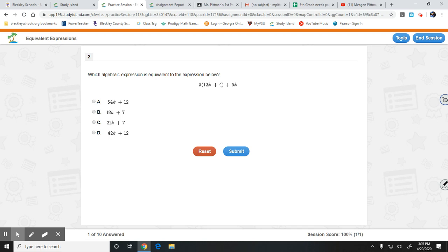All right, we're going to try to find an equivalent expression here. So the first thing we see is parentheses and a number outside of it, so we need to be thinking of the distributive property. Remember, with the distributive property, we multiply the number by each term. So now we've got 3 times 12k plus 3 times 4 plus 6k. All right, we're going to do our multiplication here.